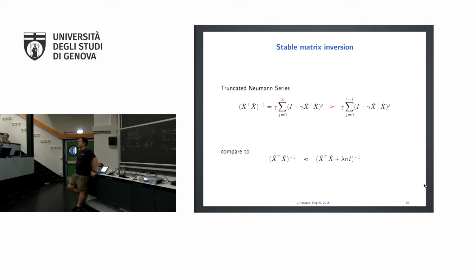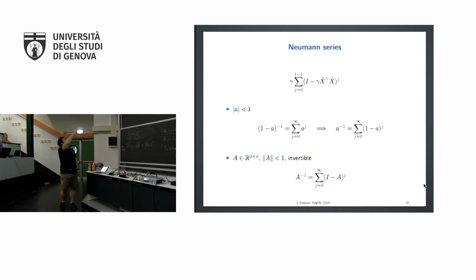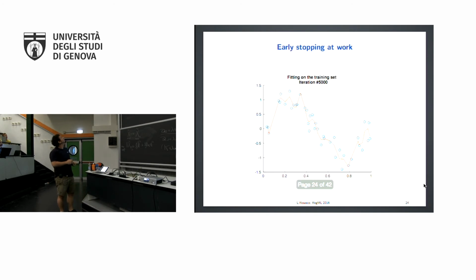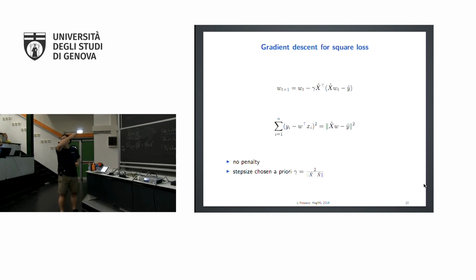Exactly. So we need here the number to be smaller than 1. And in fact, these are just positive numbers. Here we need the norm to be smaller than 1. Otherwise, this doesn't converge. Here, x transpose x might not have an eigenvalue smaller than 1, right? It's just the data. So what you need to do is to put a gamma that makes it small enough, smaller than 1. This is the choice I skipped at the beginning. So that's why you use that.